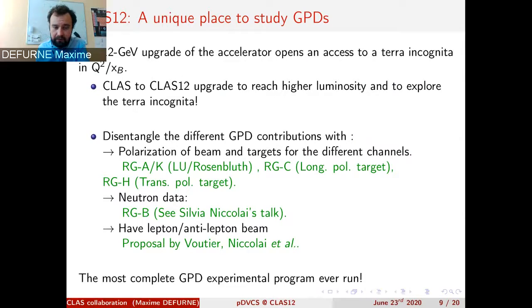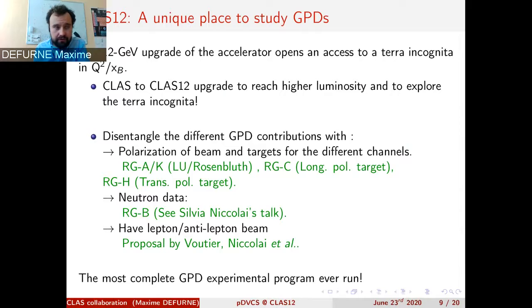So for instance, as I told you, we would like to play with as many combinations between the polarization of the beam and the polarization of the target. And we have a lot of run groups that will cover all these combinations. So for instance, we have run groups A and K that have a longitudinally polarized beam on an unpolarized target, and they play with the beam energy to try to perform a Rosenbluth separation. We have run group C that will have a longitudinally polarized target. And in the end, we also have run group H that is planned to run with a transversally polarized target.